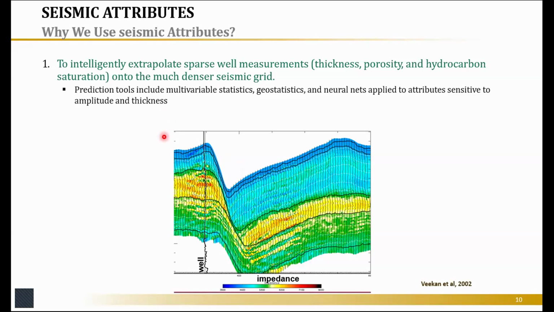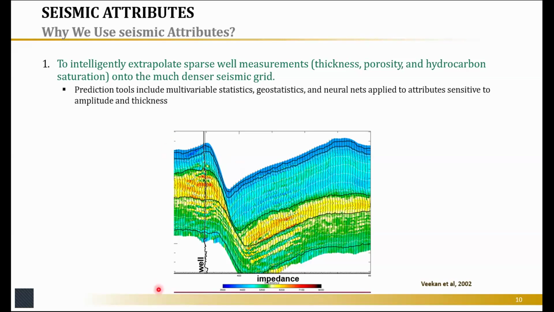So you can make the extrapolation, but not the normal extrapolation. It will be an extrapolation using the attributes, so you can guide the extrapolation with some of the properties you have found. And for this section, this is an impedance section, so you can try to find porosity.